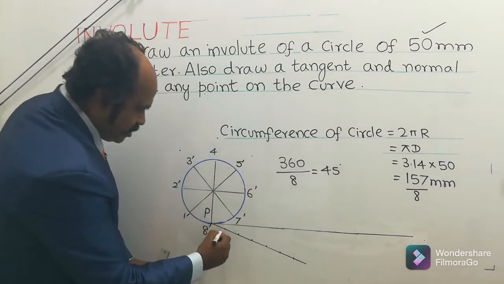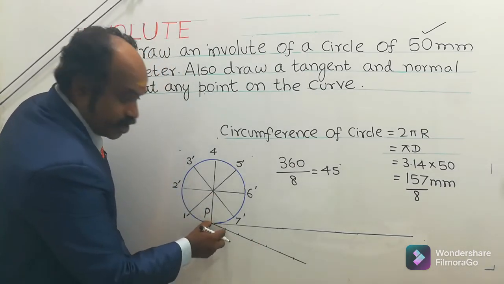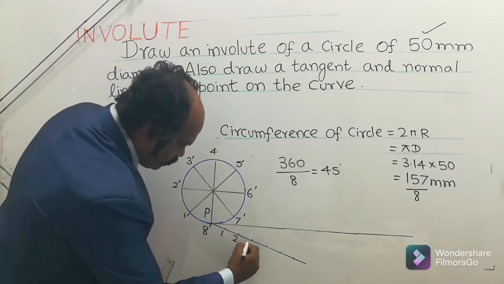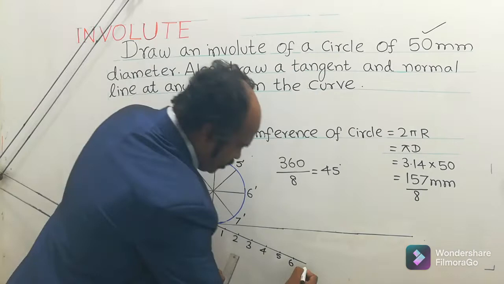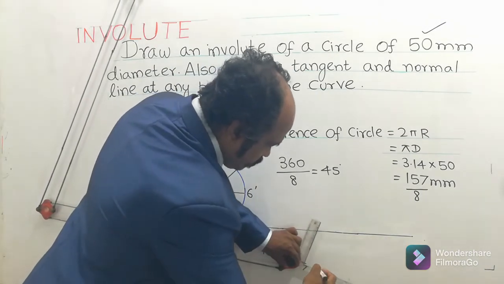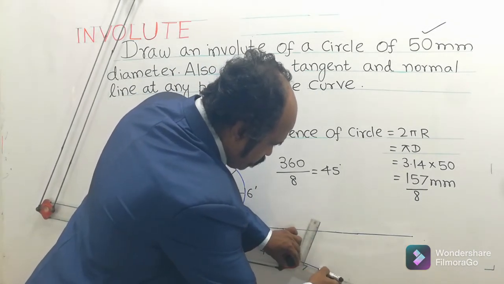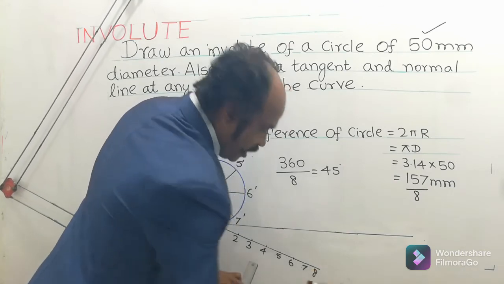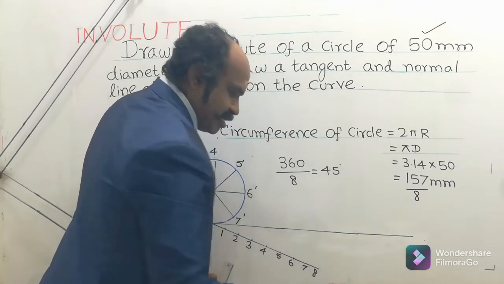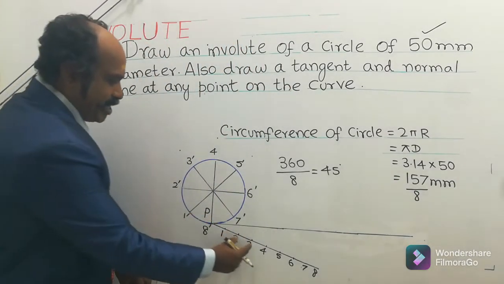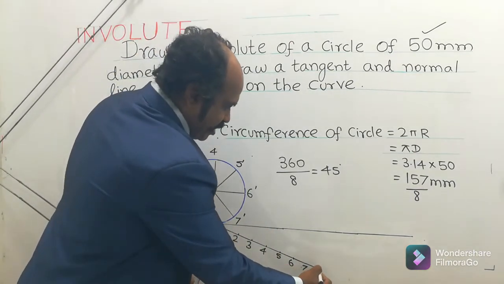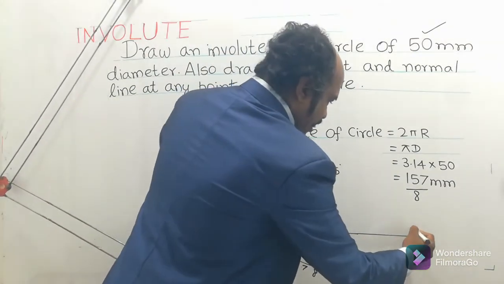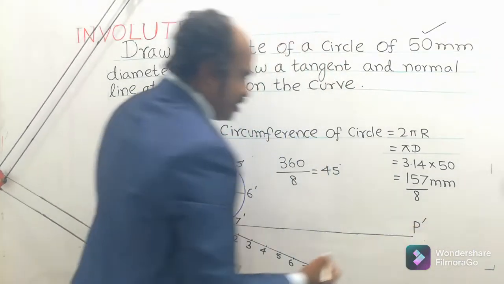Let me number these. This is the first portion: 1, 2, 3, 4, 5, 6, 7 and 8. So I have taken 8 equal parts, 10 mm each, on this inclined line. Now see the last end point, this is the 8th point; the end point of this horizontal line is marked as P dash, say P dash.